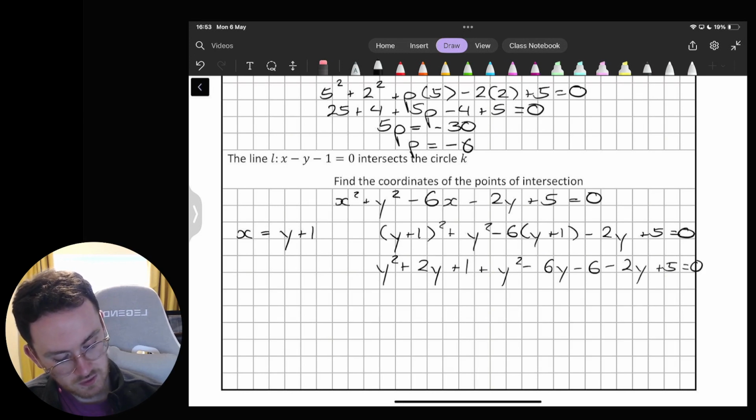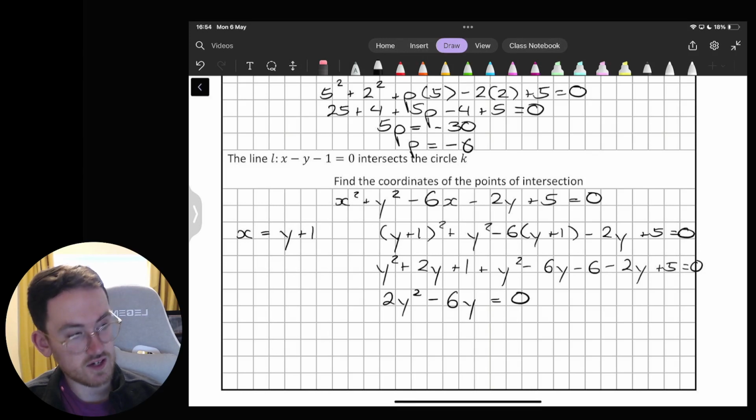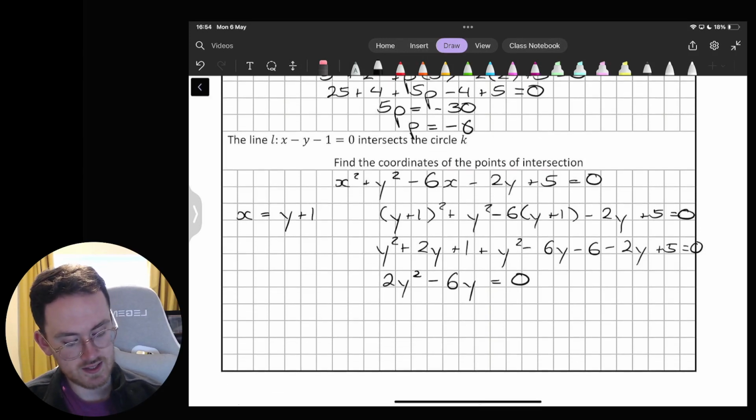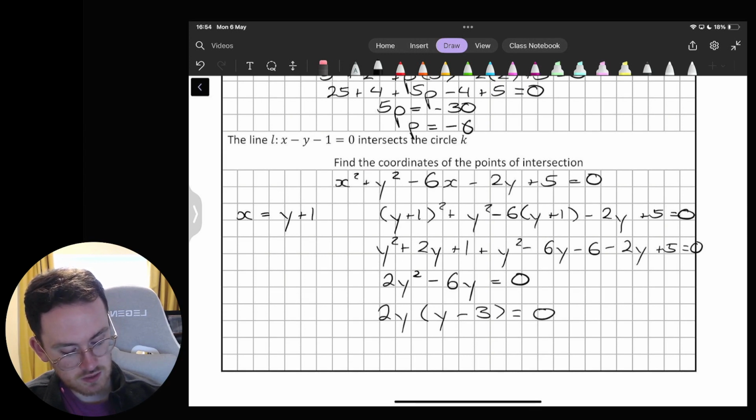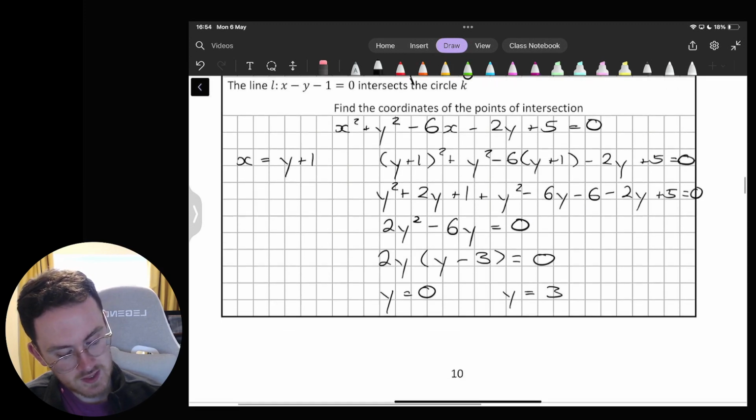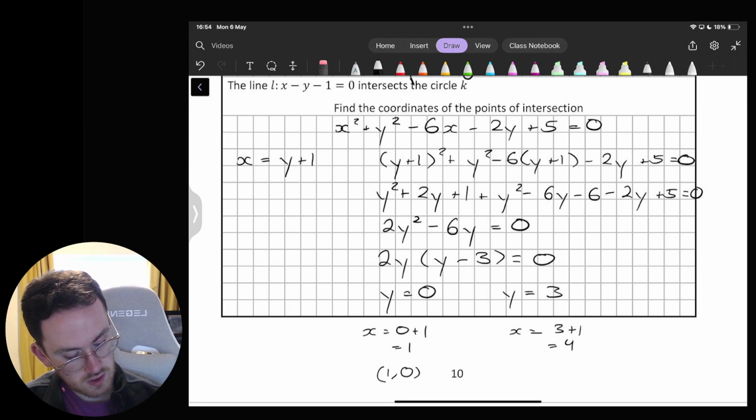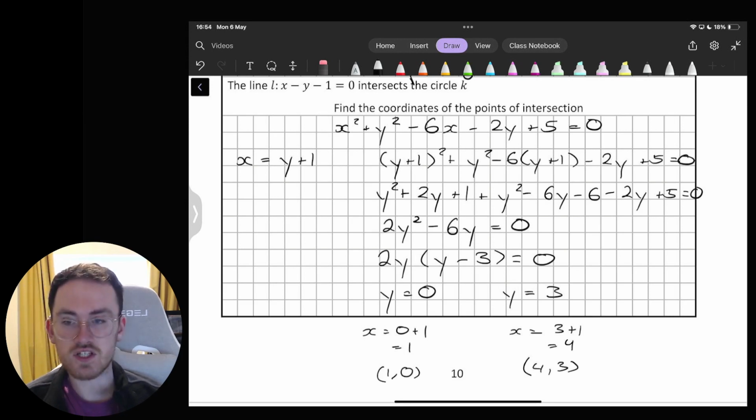Okay, simplifying all of this down, so 2y squared minus 6y equals 0. As it happens, it all just kind of cancels out a little bit there on us. Going to factor out 2y here. It's always good to get practice of these sorts of questions. So y equals 0 and y equals 3. Subbing those back in then, x equals 0 plus 1, so 1, x equals 3 plus 1, so 4. So (1, 0) and (4, 3) are the 2 points of intersection.